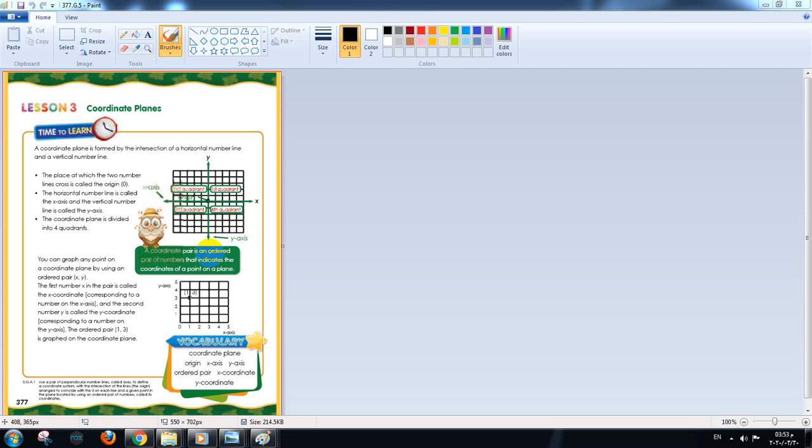The definition of an ordered pair is a pair of numbers that indicates the coordinates of a point on a plane. You can graph any point on a coordinate plane by using an ordered pair, x and y. You know the meaning of this.